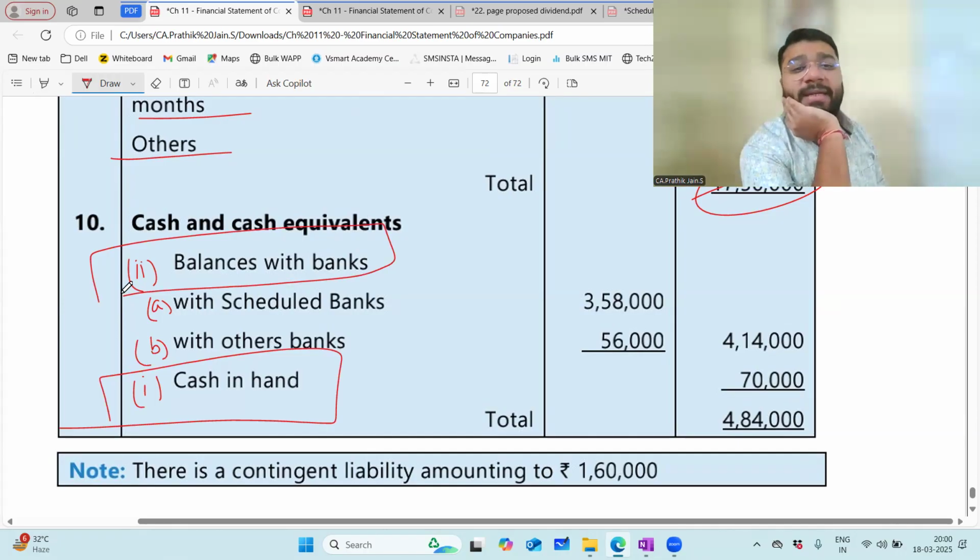First is cash in hand. Second is balance with other banks, I mean balance with banks. Under balance with bank, first will be with scheduled bank so much, with other banks so much. Total bank balance is 414 and cash in hand is 70,000.